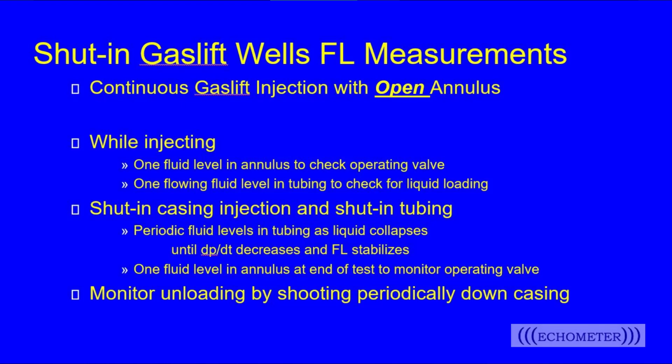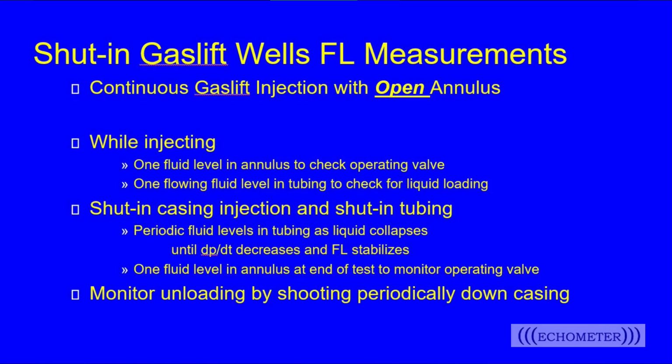And then when we shut this in, we'll shoot periodic liquid levels down the tubing as the liquid level collapses, and until our change in surface pressure stabilizes and decreases and the fluid level stabilizes. Also, since we don't have a packer, the annulus is going to be open to the formation, and that gives us yet another way to get the bottom hole pressure.